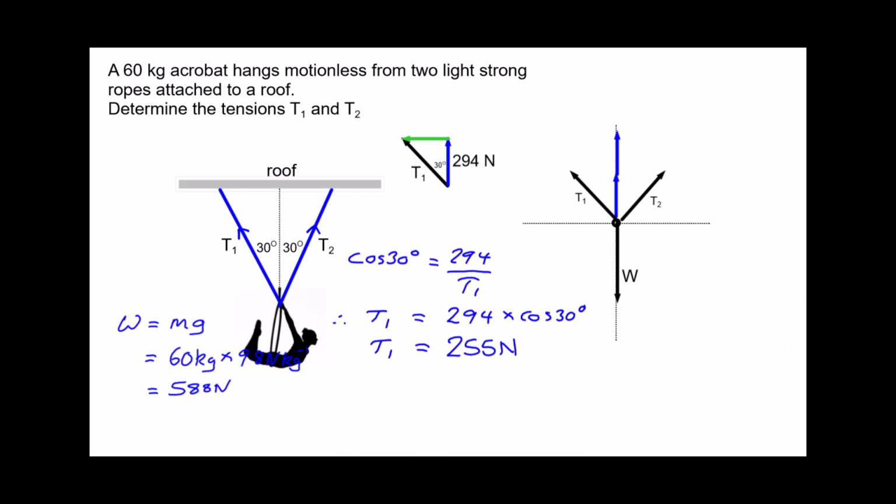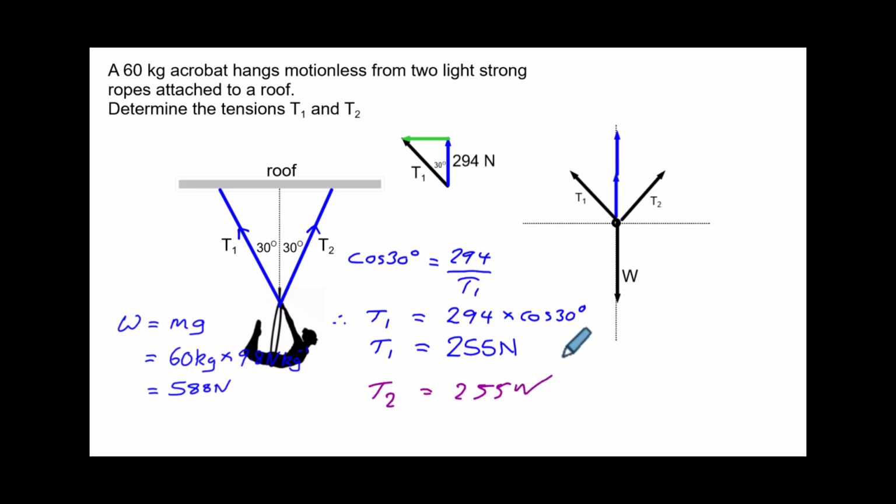So we can go over and do the calculation as follows. Cos 30 degrees of this triangle here is going to equal the adjacent divided by the hypotenuse. 294 is the adjacent if you're dealing with cos 30, and the hypotenuse is T1. So we've got cos 30 degrees equals 294 over T1. So if we rearrange that, we have T1 equals 294 times cos 30, and therefore the tension T1 is 255. And that also must mean that tension T2 is going to be 255 as well, because both tensions will be the same. So that's how we do the famous hanging acrobat problem.